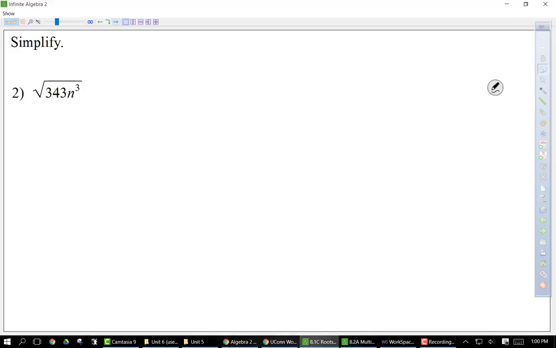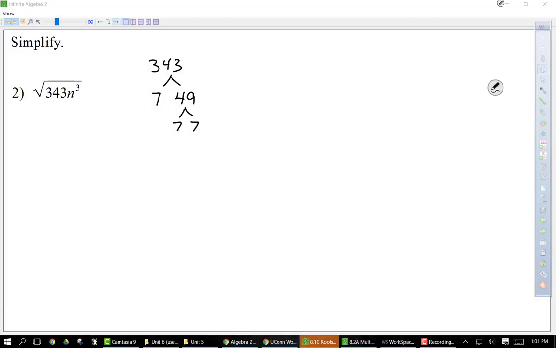So here we go. Again, I want to take 343 and I want to break it down. We know that 2 can't go into it. Can 3 go into it? It cannot. Can 4 go into it? No. 5, no. 6, no. 7, I believe 7 can. And 7 times what? Should be 7 times 49. And then 49 is 7 times 7.